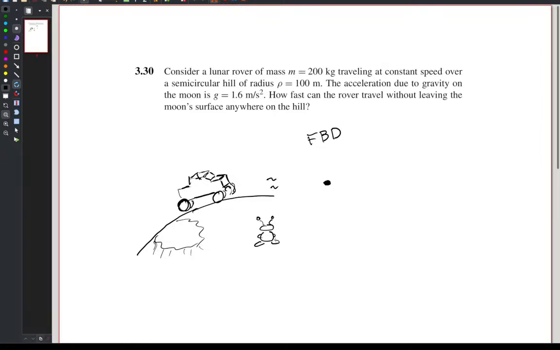Some lunar creatures and stuff, yeah. The important details. So what is a free body diagram? What did you say? It's a drawing. It's okay, you're an engineer, you don't have to.